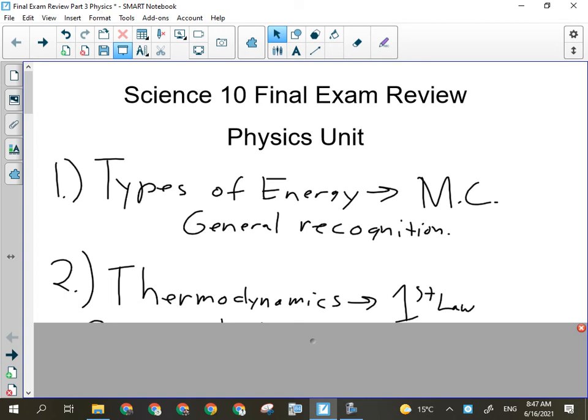Energy can't be created, it can't be destroyed. It can be changed if you do work or if you add heat, all of that kind of stuff. That's the law of conservation of energy. That is the first law of thermodynamics.